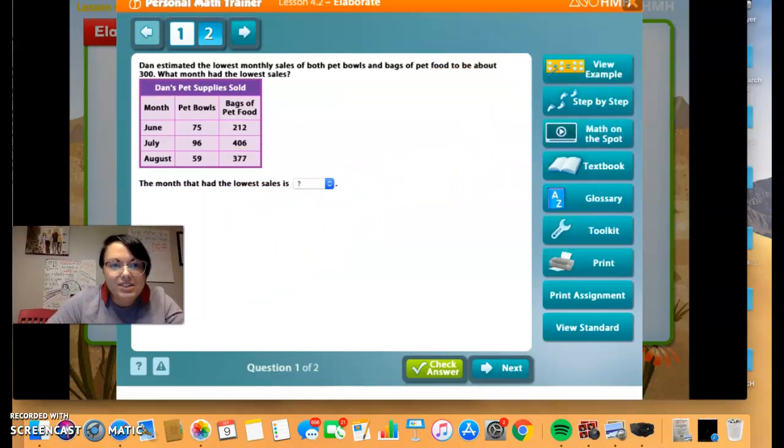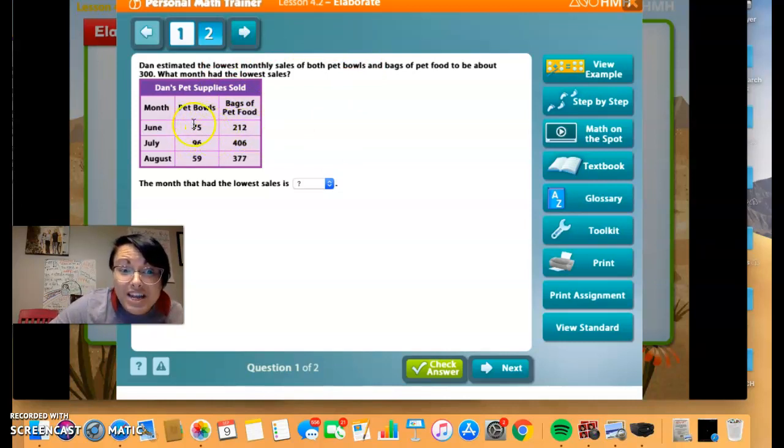Okay, so Dan estimated the lowest sales of both pet bowls and bags of pet food to be about 300. What month had the lowest sales? Okay, so we're doing this one kind of backwards. So the month that had the lowest sales is the one that's about 300, but that included pet bowls and bags of pet food. So we have to figure out which one of these months adds up to be about 300.